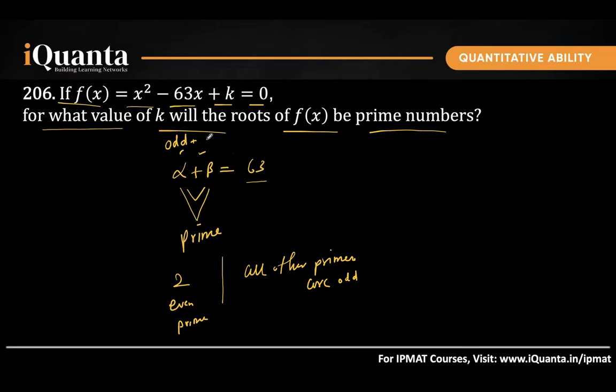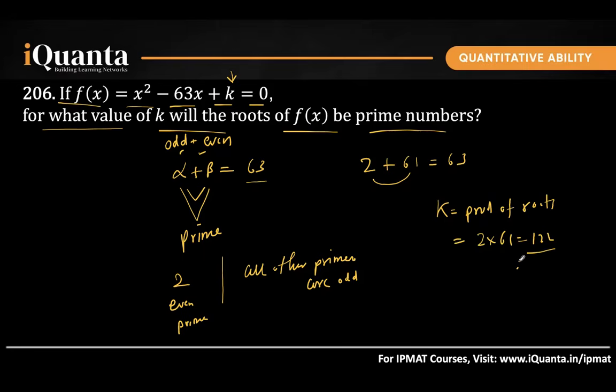So that's not possible. There's a 100% chance that odd plus even will give us an odd sum. So when can a prime number be even? Only when one of them is 2, and the other is 61, which is odd. So odd plus even, odd sum. We want their product, obviously. Why? Because we want the value of k. k is nothing but the product of roots. No, k is k upon 1. So k is actually the product of roots. We've just got the roots 2 and 61. So 2 into 61 is 122. That's the only possible case. 122 will be the answer. I hope this is clear.